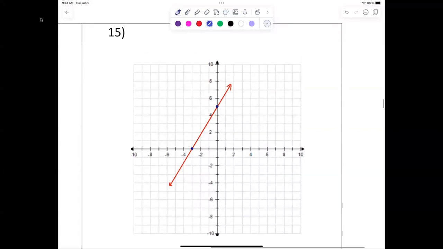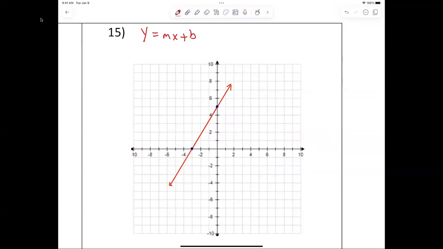I want everyone to write down y equals mx plus b, right where this spot is on 15. Y equals mx plus b. Someone who's been paying attention, please tell me what b is. What number is it? I'm on number 15. 0, 5. So what is b? 5.